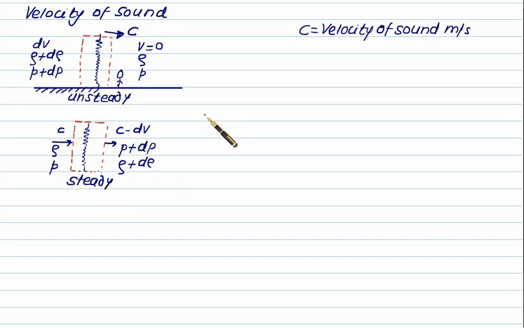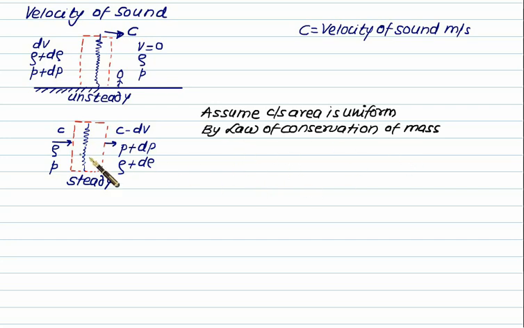Let's apply the law of conservation of mass at the inlet and at the exit. The law of conservation of mass for one inlet and one outlet is m dot. At inlet, we have a product of density multiplied by area multiplied by velocity c. At exit, the density is rho plus d rho, the area is the same, equal to A, and the final velocity, because of unsteady to steady, becomes c minus dv, where dv is the velocity of the piston.